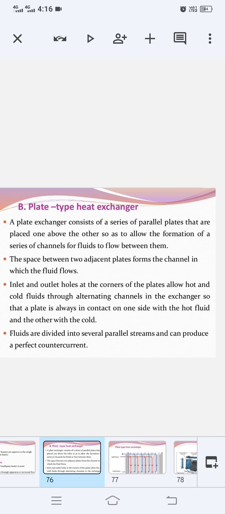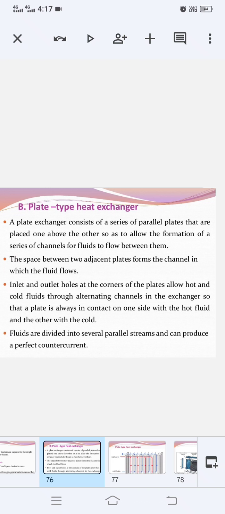Hello students, today we will study the next type, the plate type heat exchanger. Yesterday we completed multipass heat exchangers. In today's class we will complete the plate type heat exchanger.